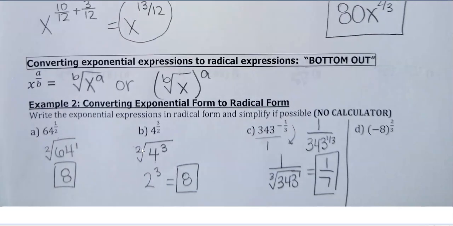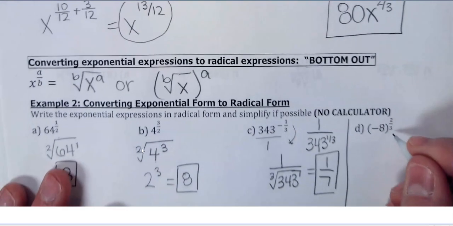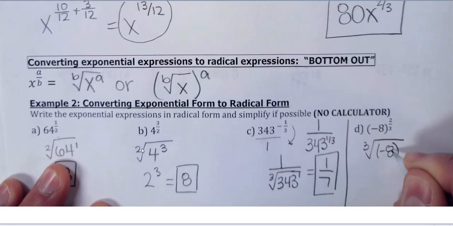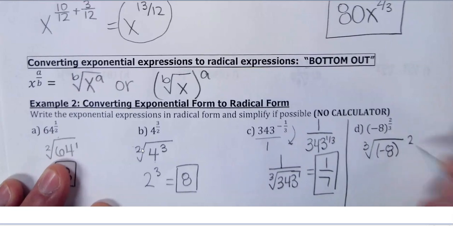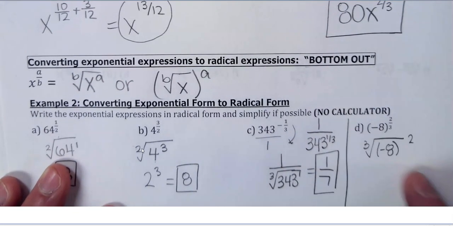Okay, now I have one more. This is a negative number, not a negative exponent. So I'm going to do bottom out. I'm going to do the cube root of -8, and then I'm going to square that. Do the cube root first. You can take the odd root of a negative number. What would the cube root of -8 be?